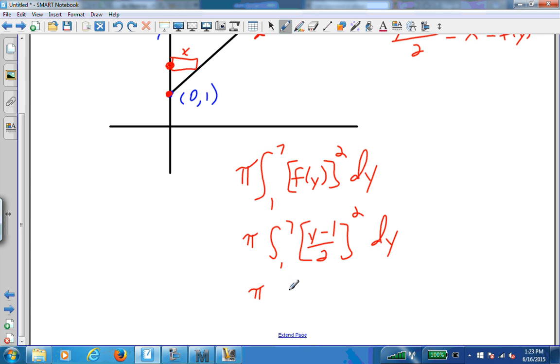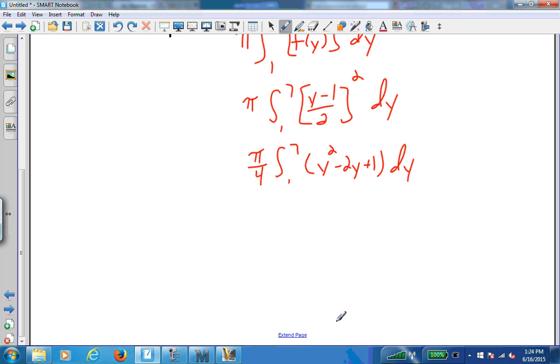Now when we square that, we get a 4 on the bottom, which is just a multiplicative constant, so we bring that out front. When we square the numerator, we get y squared minus 2y plus 1. That's just a polynomial, so we can integrate that. Y cubed over 3, 2y squared over 2, so y squared, plus y. We want to evaluate that from 1 to 7.